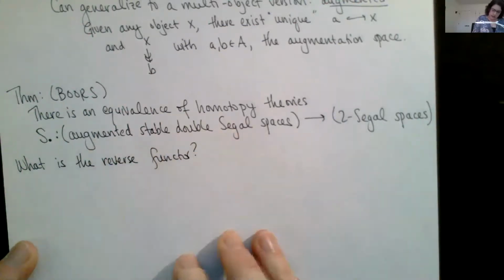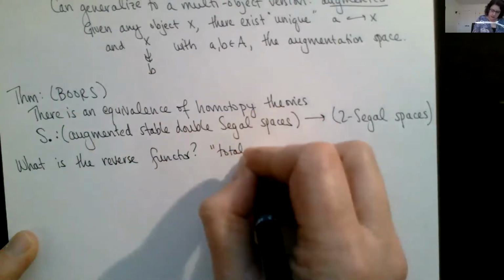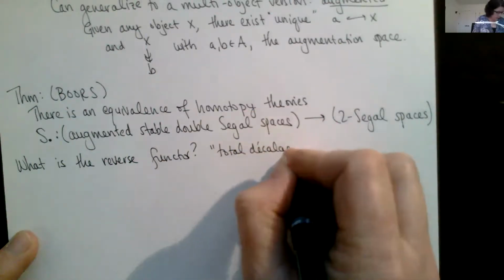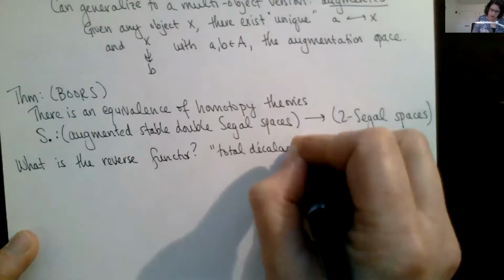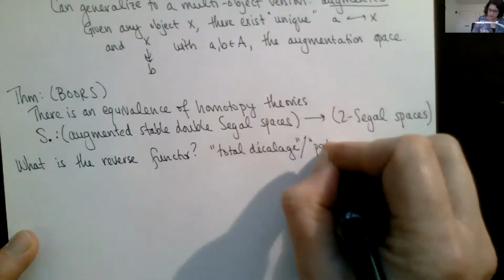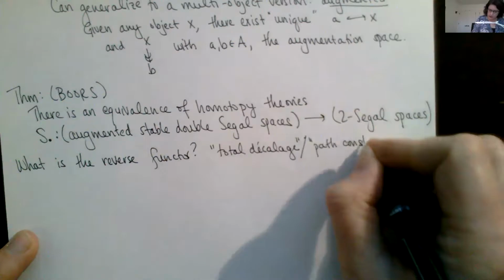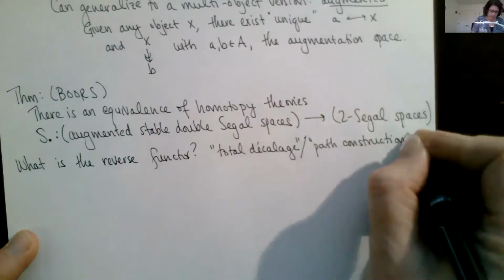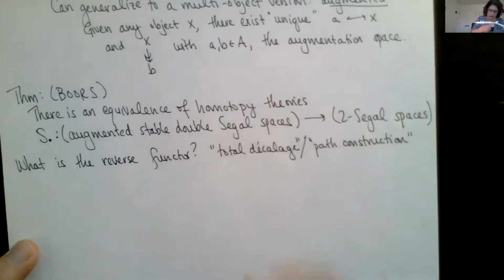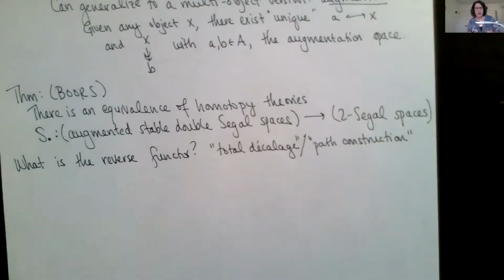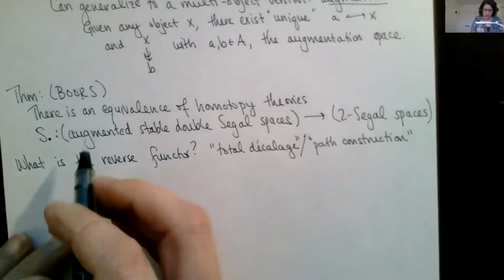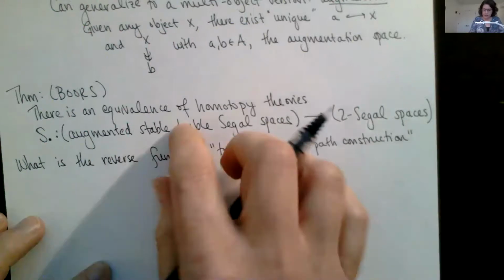And this is what's sometimes called a total decalage construction. We call it the path construction, following some terminology of Dyckerhoff and Kapranov. And let me just tell you what each of the things here looks like.